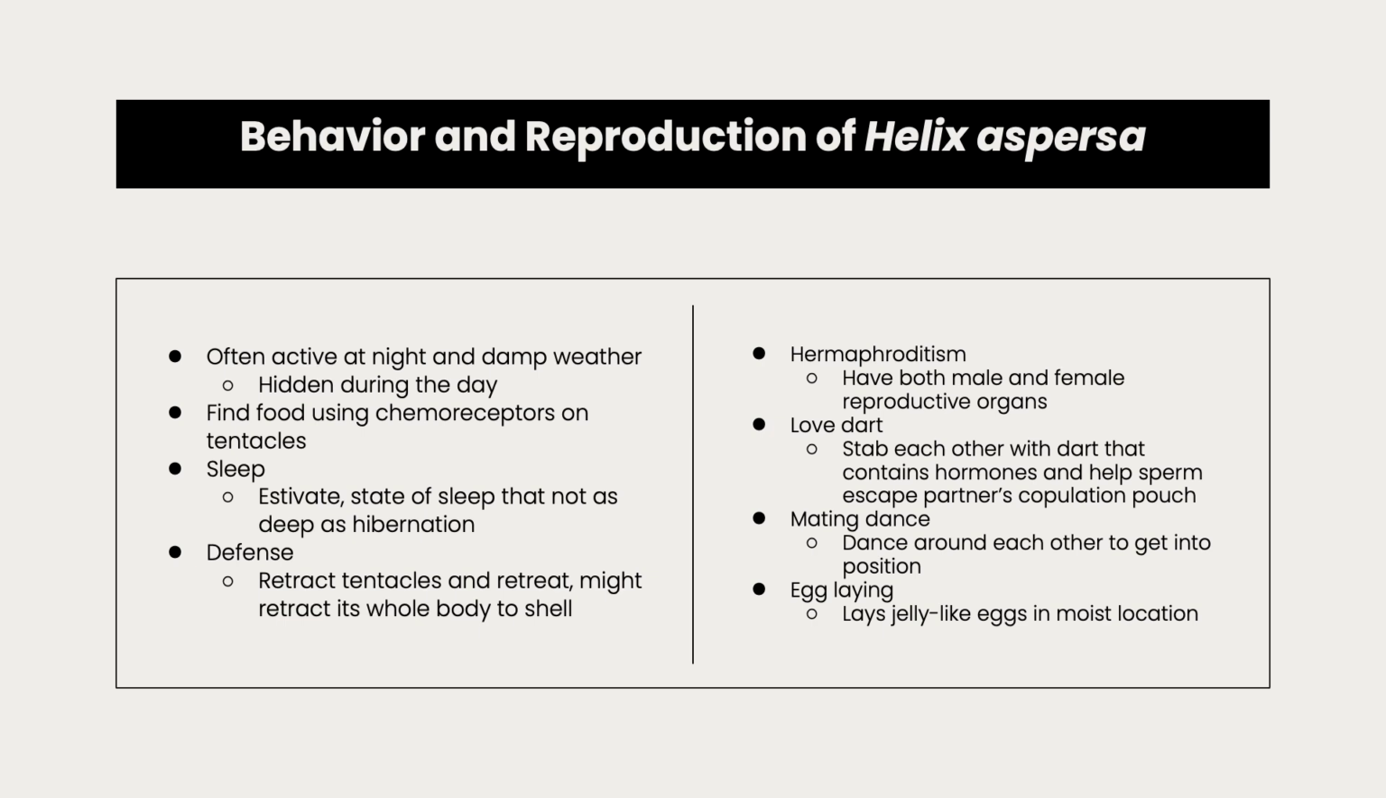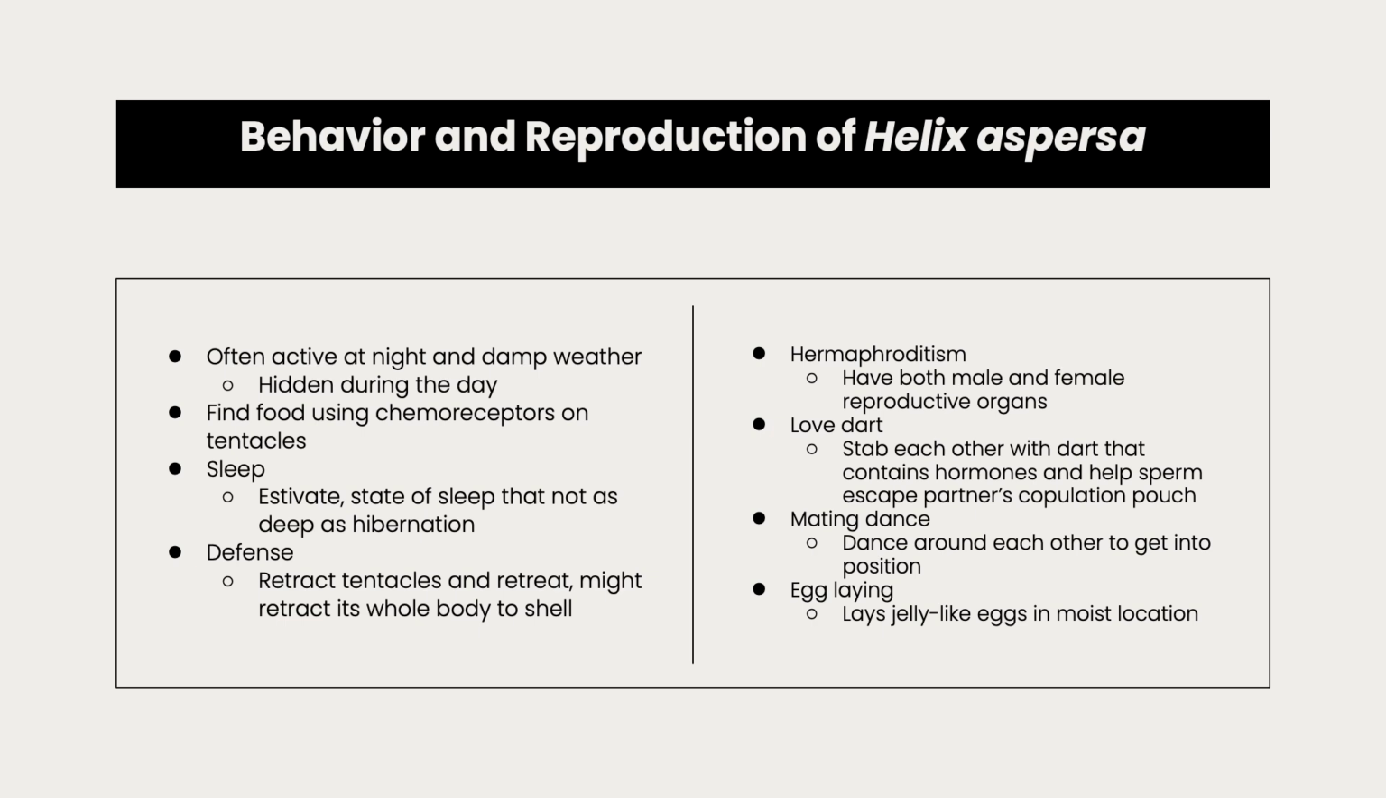Snails are often hidden during the day to avoid direct sunlight, and they use chemoreceptors on their tentacles to find food. When they feel threatened, snails will retract their tentacles and retreat the entire body into the shell as a defense mechanism. Snails are hermaphroditic animals, meaning they have both male and female reproductive organs.